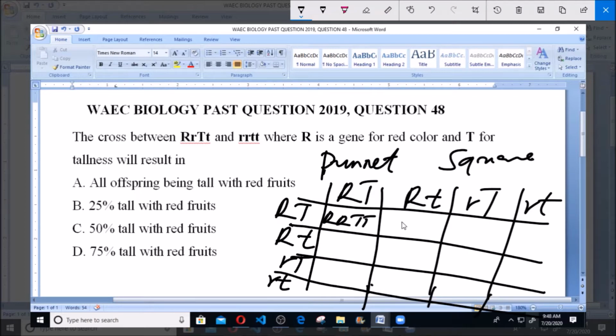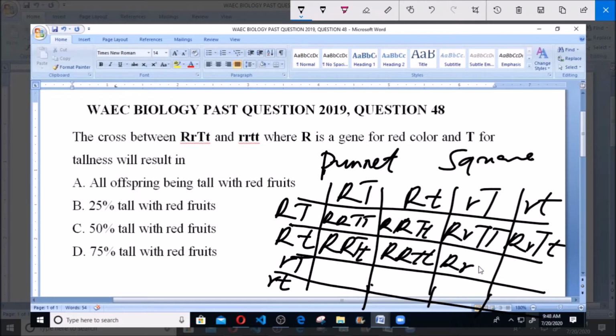RrTt. Here you have capital R, capital T, small t, and we are combining the both of them. If you combine this with this, you have capital R, then T. If you combine these two, you get RrTt. Now similarly, when you come down, you get RrTt. Here you get RrTt. Here you get R, T and T. Then if you come down here, you also get RrTt. So you come here, you get R, T and T. Here you get RrTt. You come to this point, you get RrTt.